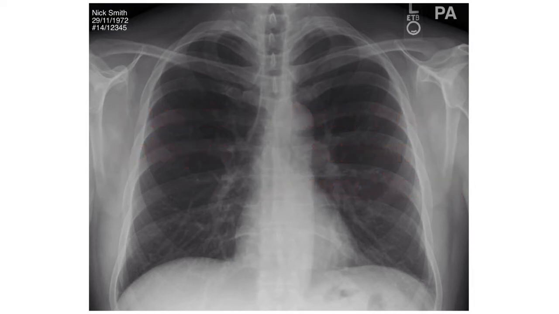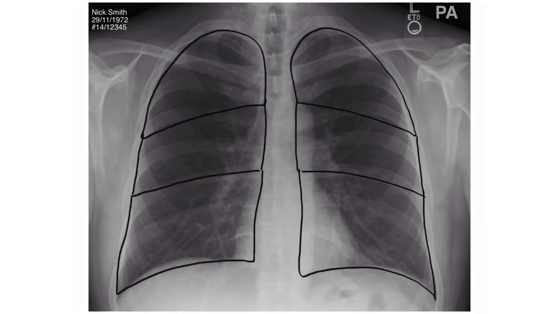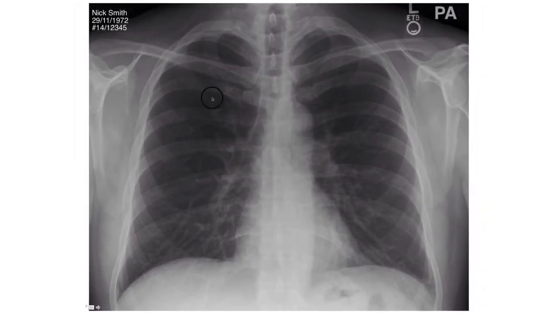When describing a chest X-ray, the lungs are divided into upper, middle and lower zones. Note this does not correlate with the lung lobes. Look at each of the lung zones in turn for symmetry. Compare each zone with the opposite side. Do any areas look too black or too white? If so, decide which is the abnormal side.